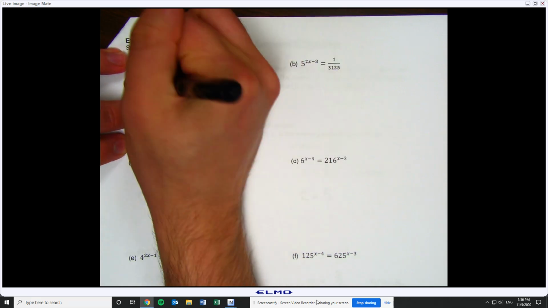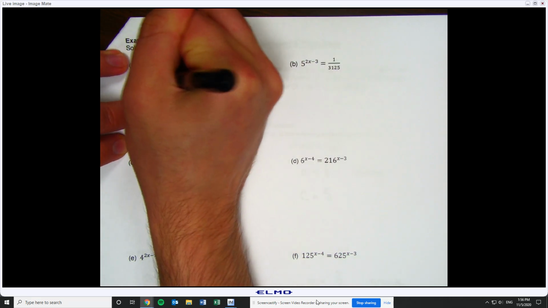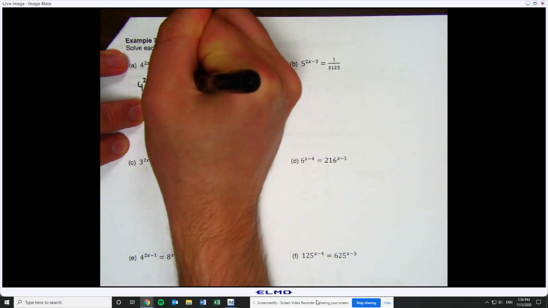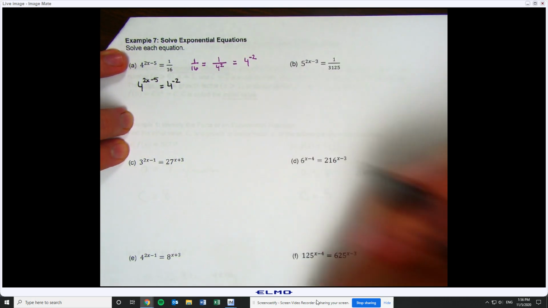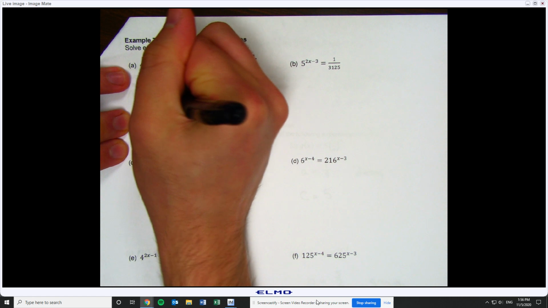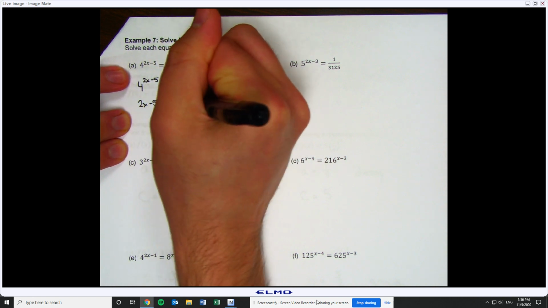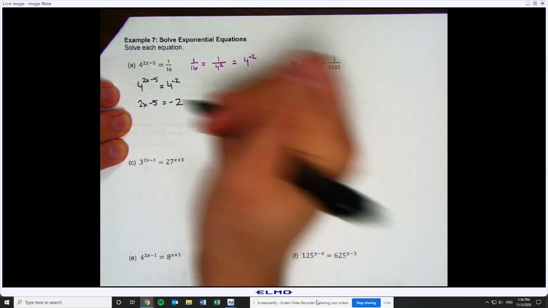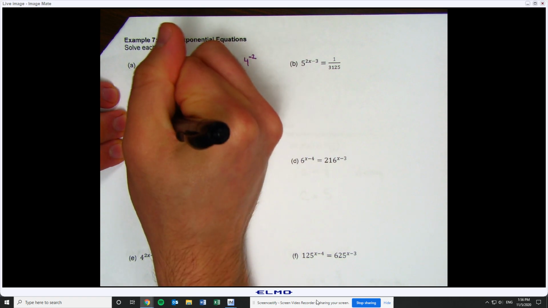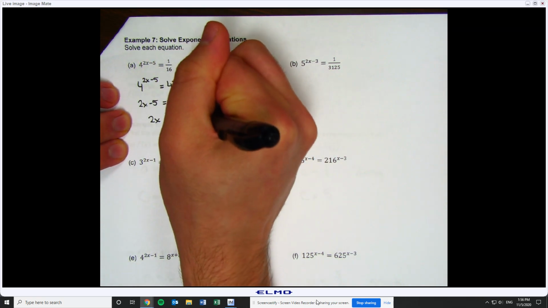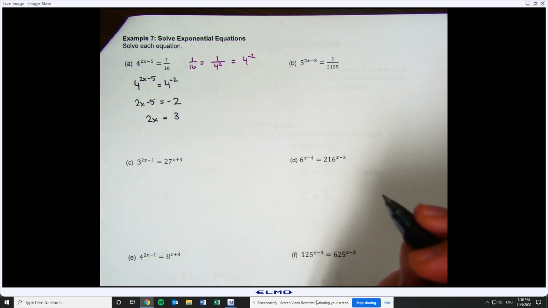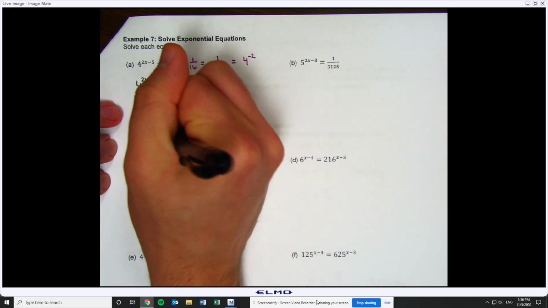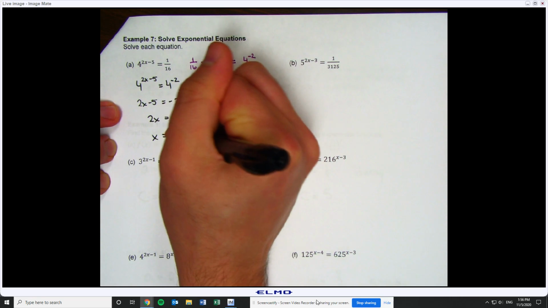So rewriting it, I have 4 to the 2x minus 5 equals 4 to the negative 2. They're both base 4, so that gives me 2x minus 5 equals negative 2. I'll add the 5 over. I have 2x equals 3. And now I can divide both sides by the 2, and that gives me x equals 3 over 2.